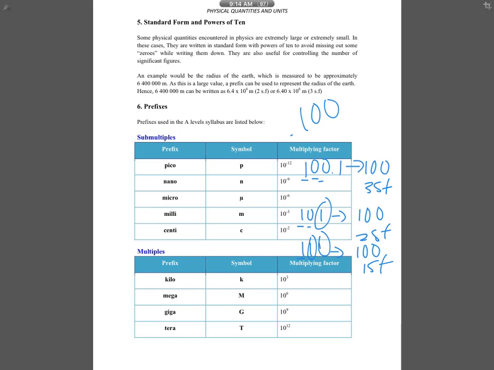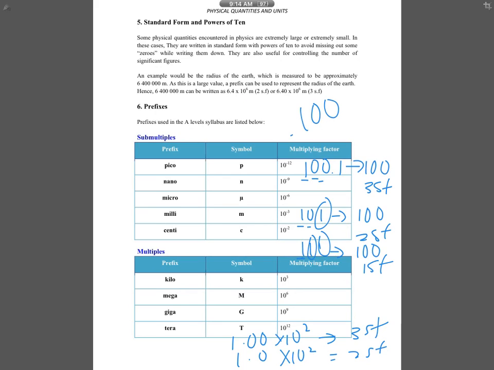If you want to show the SF clearly, what you can do is write it in the form of, let's say, 1.00 times 10 to the power 2. Standard form. So this will give you 3 SF. If you wanted 2 SF, 1.0 times 10 to the power 2, which is 2 SF. So writing in standard form enables you to control your SF better lah.